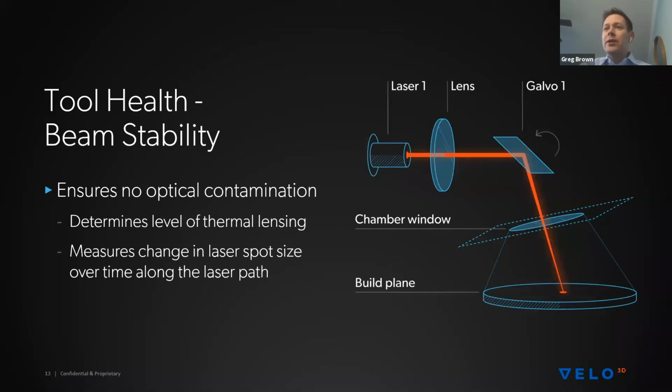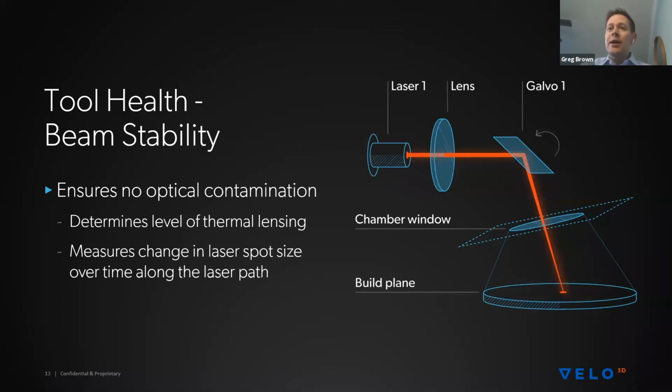And all of these processes that you're using, they have process windows. There's only a range of spot sizes in which you're going to get the melt pool characteristics that you're ultimately looking for. Now, one of the problems with these laser systems is an effect called thermal lensing, which can strongly impact what goes on in the process.